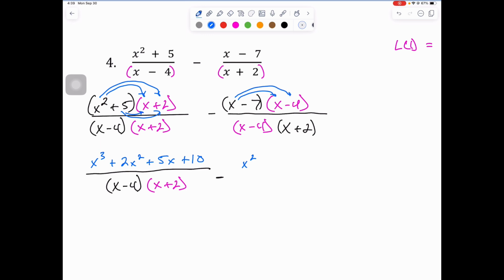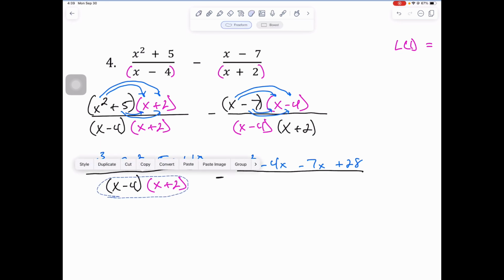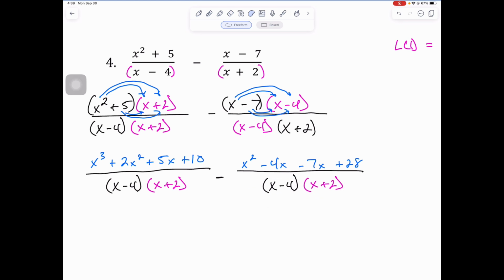X times negative 4 is negative 4x. Great job. Negative 7 times x is minus 7x. And negative 7 times negative 4 is a positive 28. We will go ahead and again set that over our denominator. So I'm going to copy and paste that again just because I can with Notability. Saves us a little bit on the writing.